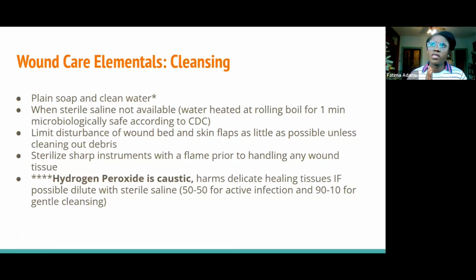The reason why you would want to clean a wound is because, again, you need oxygen for the wounds to heal optimally. If a wound is covered in layers of dead skin above it, the wound is going to stay open for longer, which will increase the chances that it will get infected. As I mentioned before, hydrogen peroxide can be pretty harsh and will harm delicate healing tissues. So if it's possible, dilute it 50-50 for an active infection if you're cleaning the wound, or 90%, 10% for gentle cleansing, as I mentioned before.